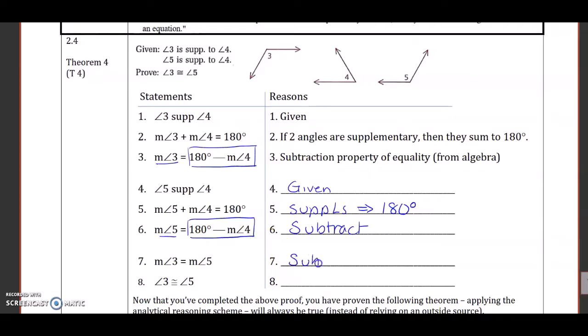So by substitution, I can say they're equal. Then if two angles have equal measure, then the angles are congruent.